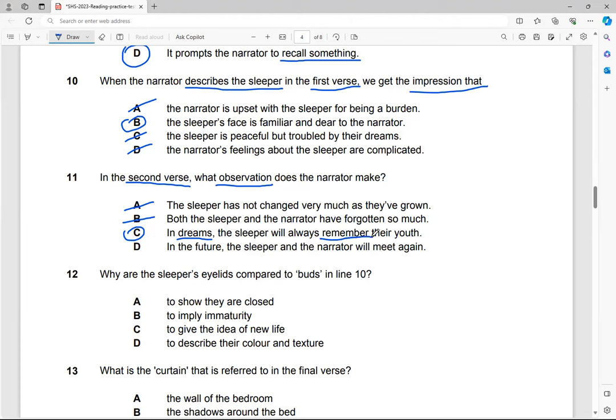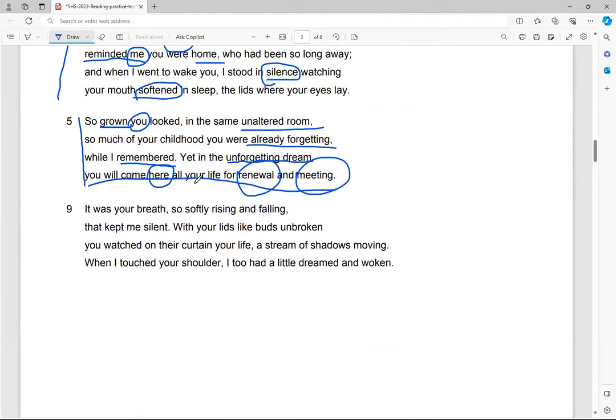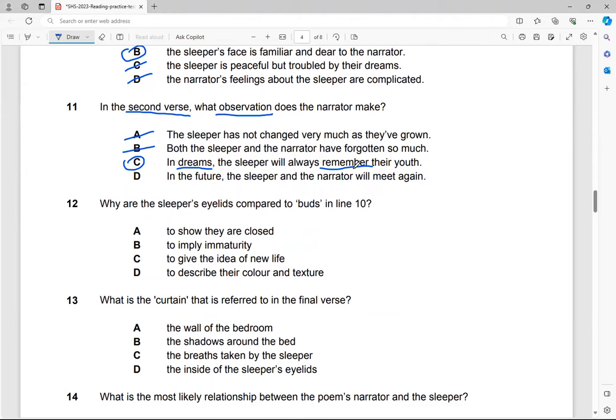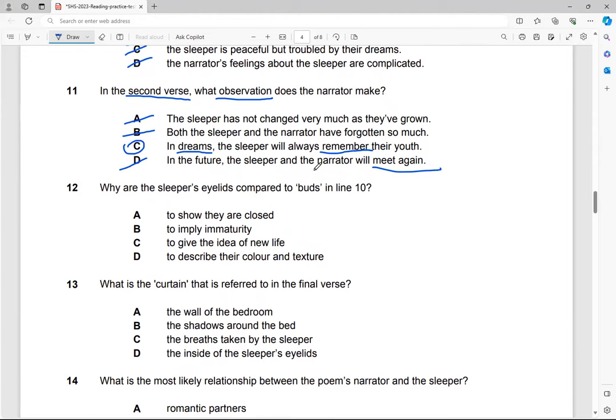You might think that D, in the future, the sleeper and the narrator will meet again because of this last line. You will come here all your life for renewal and meeting, but it's really important that you remember that reading papers are about the most correct answer. D, while the second verse does talk about meeting, that's not the main idea of it. C best captures the main ideas of the second verse.